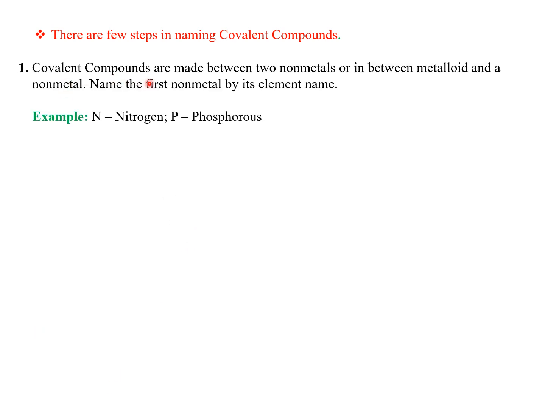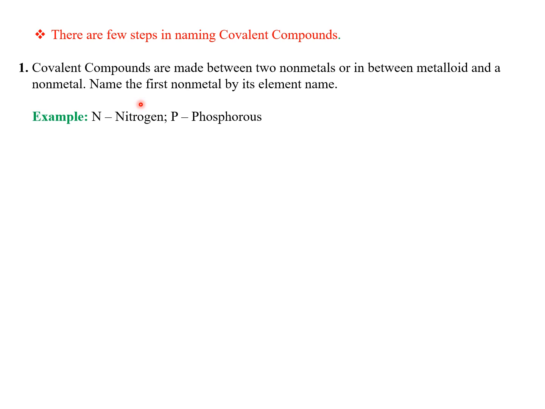Covalent compounds are made between two nonmetals or between a metalloid and a nonmetal. For example, NO2: nitrogen and oxygen are both nonmetals. And BF3: boron is a metalloid, fluorine is a nonmetal. So nonmetals, and also a metalloid and a nonmetal, form covalent compounds.